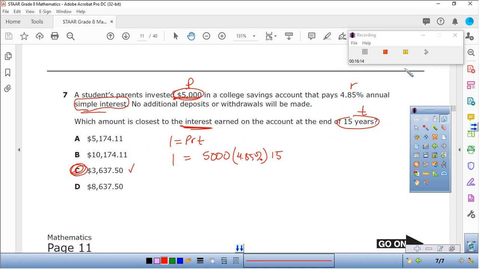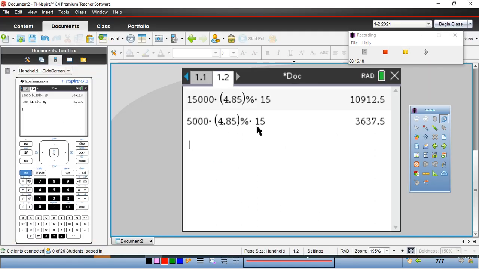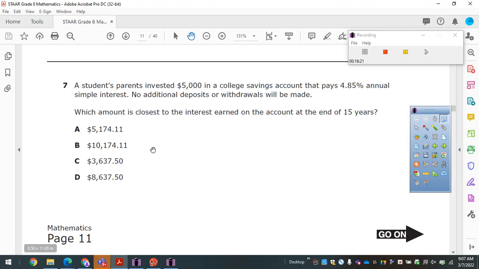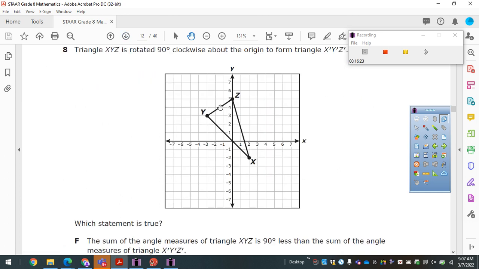Time out real quick. Did anybody get this one right? Okay, number 8. Okay, so it's dilated 90 degrees. Okay, so what? Not dilated, rotated.